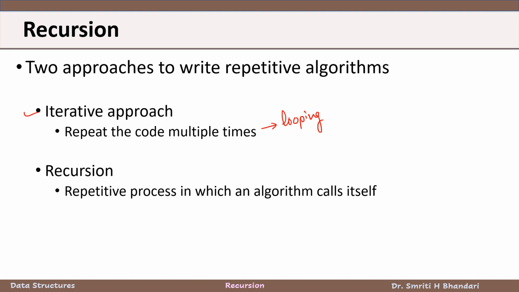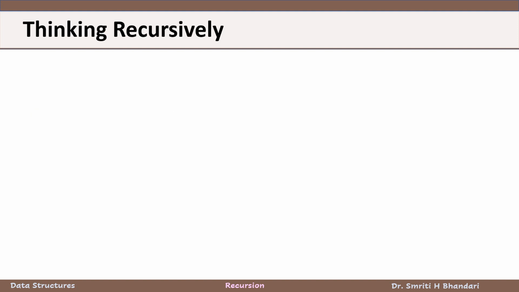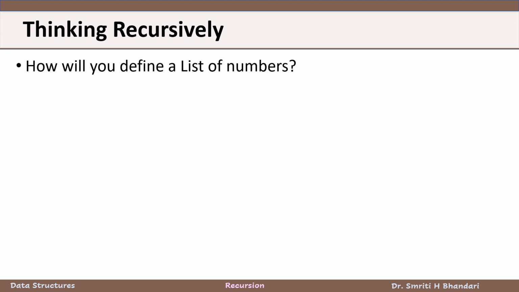Now, recursion is a repetitive process in which an algorithm calls itself. To write recursive algorithms, we must learn to think recursively. So, this is really very interesting. So, let's see one example, right?